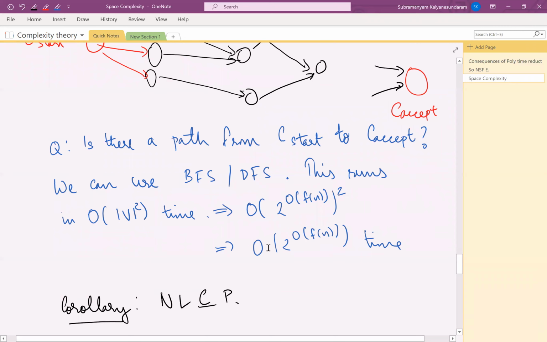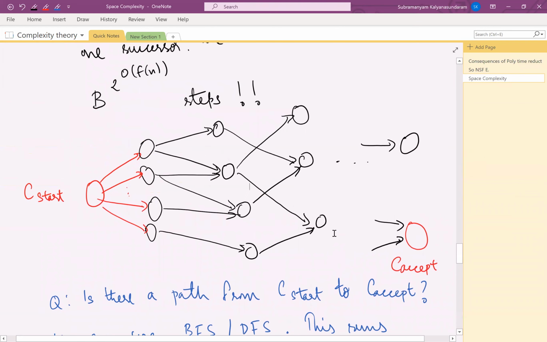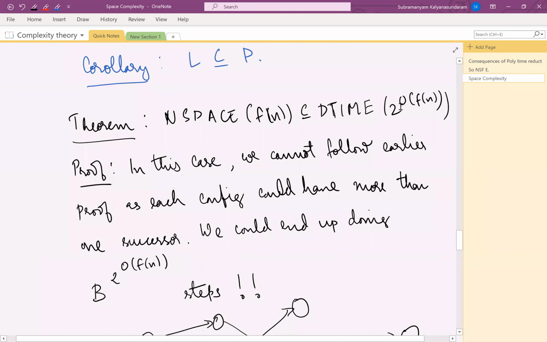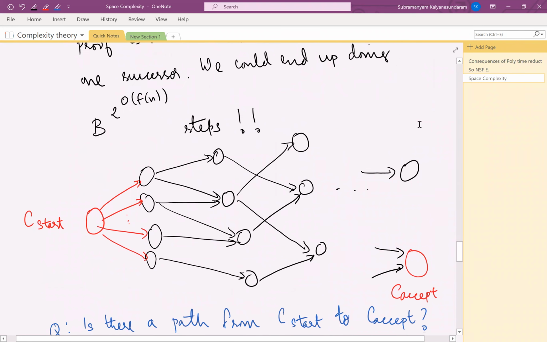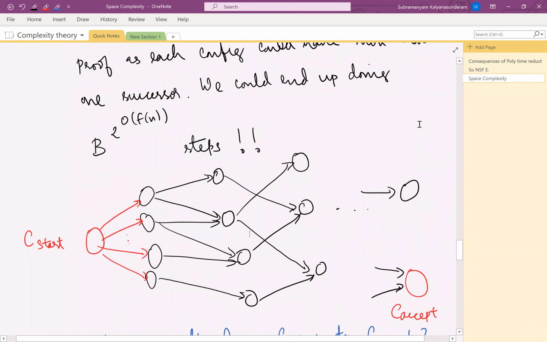So this is this much time, and if it can run in this much time, we will say that it is in order 2 power order f(n) time, right? Which is what we say here. So all we do is search whether there is a path from C start to C accept in this graph.